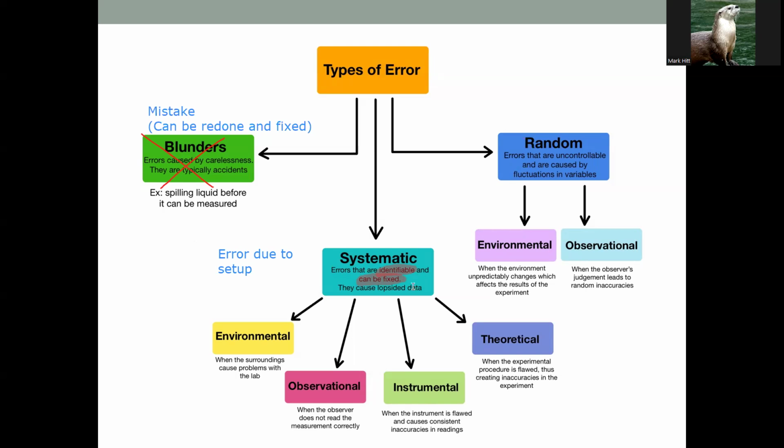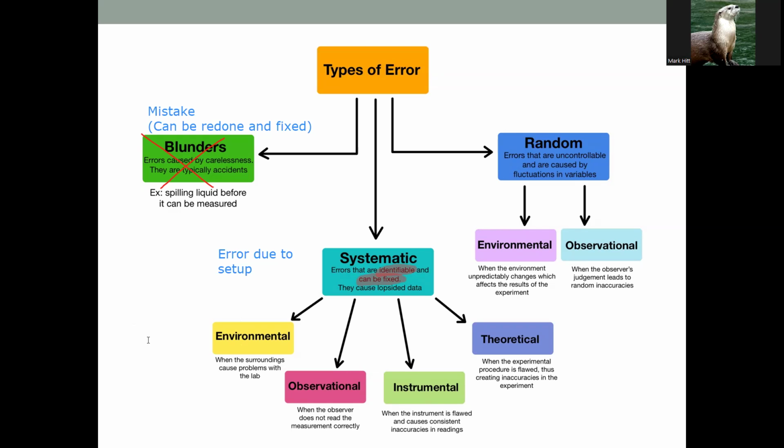Okay. If I am measuring the time that it takes for my ball to get from A to B, and I start my stopwatch after 5 seconds, that is a systematic error. By part of my setup, I have missed the first 5 seconds of my lab. Okay, so that would be an example, all right? And we can break that down into four aspects. We could have a systematic environmental error. This could be a problem with the surroundings influencing the lab.